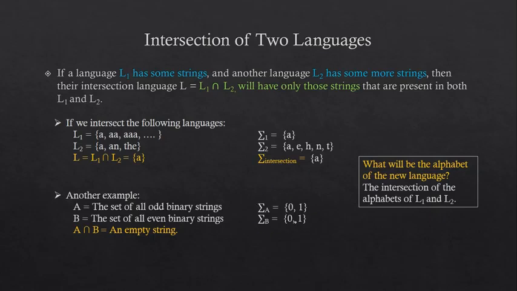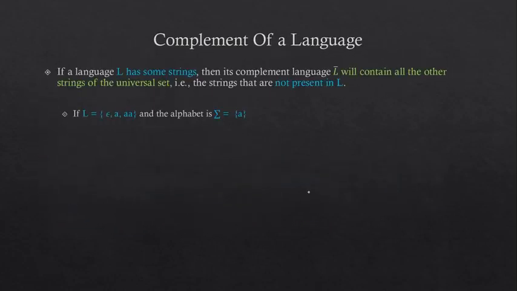Their alphabets are the same set, so the intersection will be the same set as well. There will be no change there. Moving on to complement. The complement of a language contains every string that is not present in the original language.